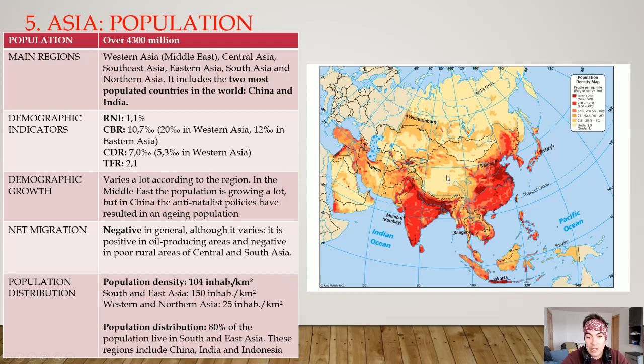Okay, as you can see here in the map, the most populated countries of the world are India and China. So it is expected that they have the highest population density of the continent, and also Indonesia. And the less densely populated areas are the deserts here in Arabia or in Central Asia, or the polar area of Siberia in the Russian Federation.